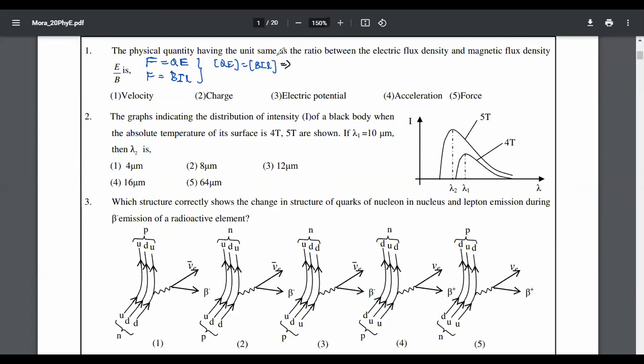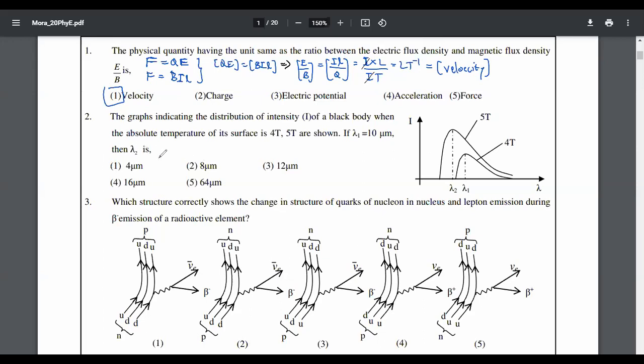Then I need B over E, sorry, E over B. Therefore, dimensions of E over B will be equal to, on the right side, I and L are there, and from the left side, Q will be coming down like this. I is current, the dimension is I, length is L, and Q is electric charge, dimension IT. Therefore, I and I will get cancelled out. Finally, you will be getting L over T, that is LT minus 1. LT minus 1 is the dimension of velocity or speed. I think we have velocity as the answer. Therefore, the answer is the first one.